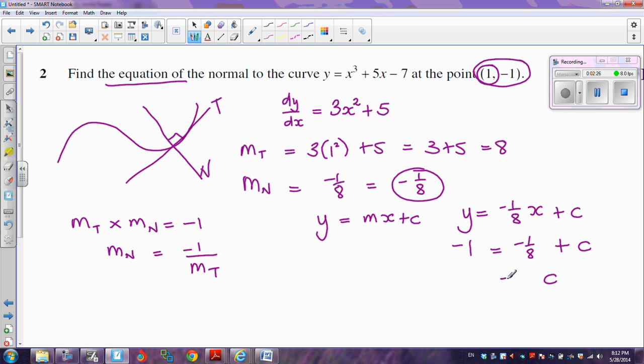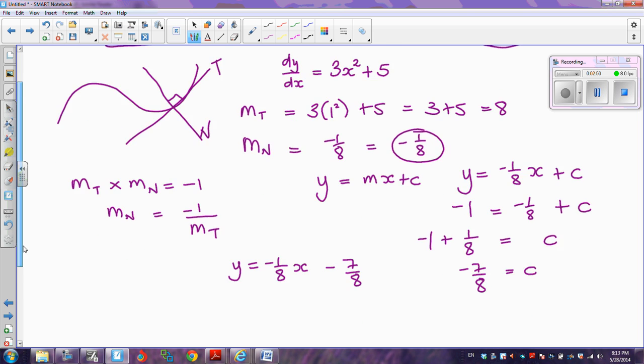To get c on its own, or to find c, I'm going to add 1/8 to each side, so it's minus 1 plus 1/8, which is going to be minus 7/8. So c is minus 7/8. That means that the equation of the normal is going to be y equals minus 1/8 x minus 7/8 for the intercept.